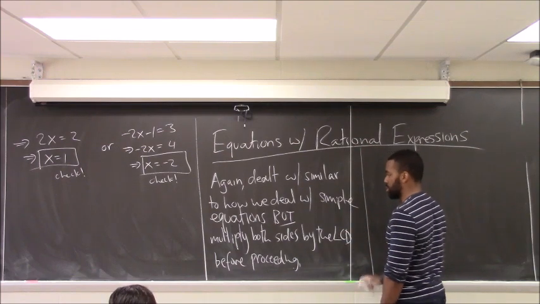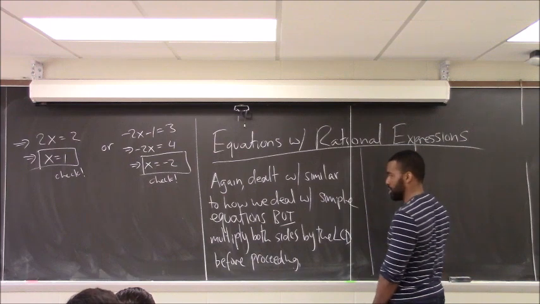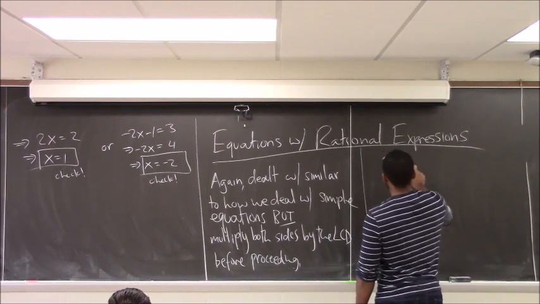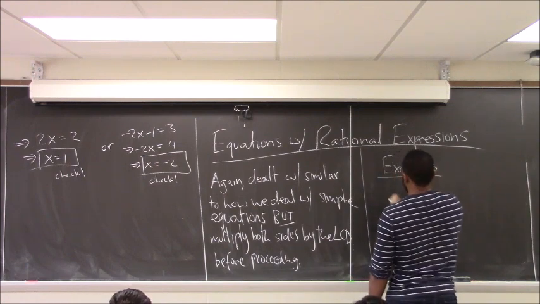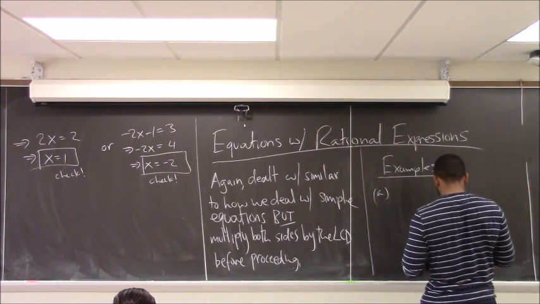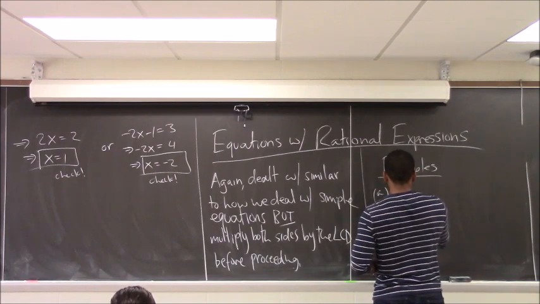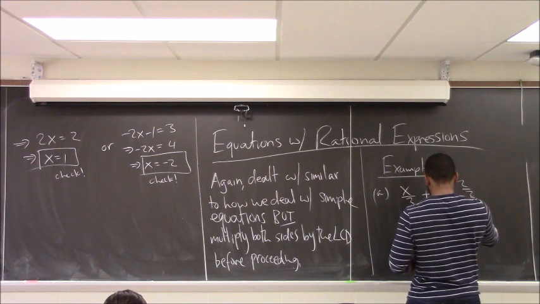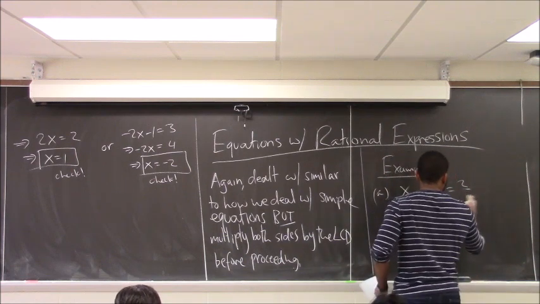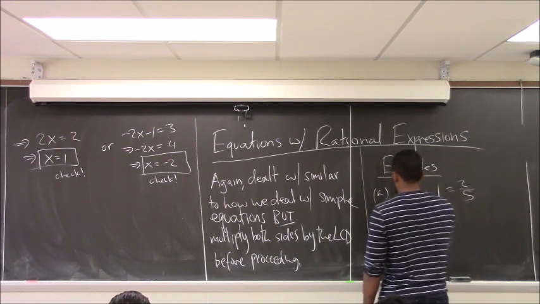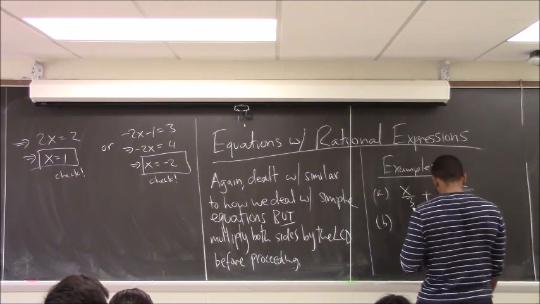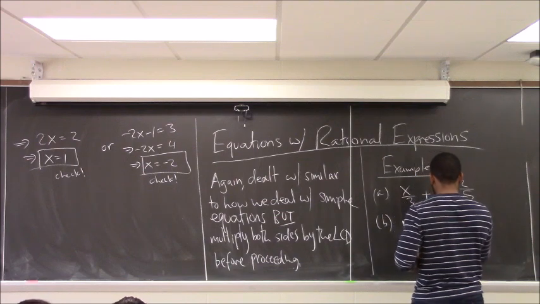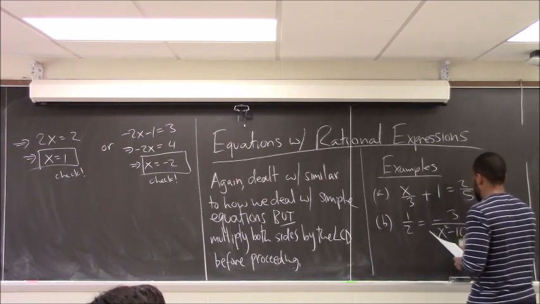I already told you guys what the LCD was. I assume we all know how to multiply both sides by something. So let's just jump into examples. We solved equations similar to this last time. Let's throw one in again for good measure. B. Where we had something like 1/2 equals minus 3 over x squared minus 10.